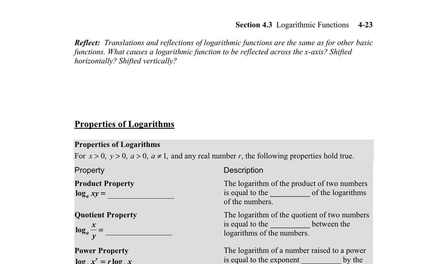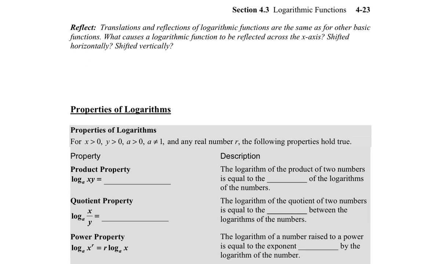So translations and reflections of logarithmic functions are the same as for any other basic function. What causes a log function to be reflected over the x-axis? Question 1, what causes it? When the negative sign is in front. So when your negative sign is in front, that will cause it. Question 2 says shifted horizontally. What makes it shift horizontally?